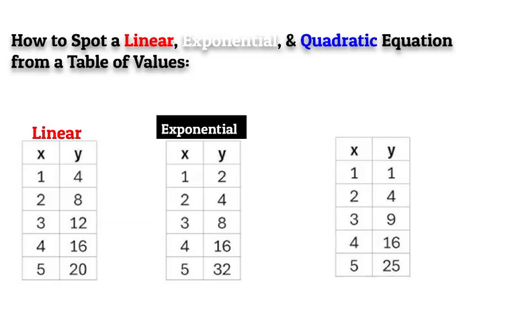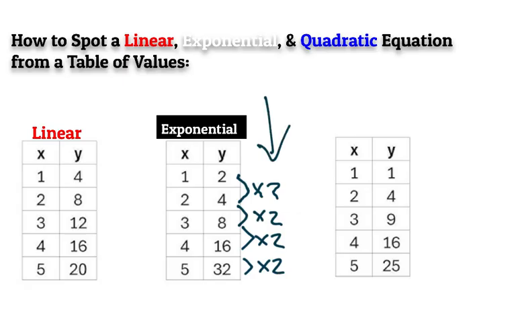When you're dealing with exponential functions or equations, each y term goes up by multiplication. In this case, you're multiplying by 2 each time to go from one y term to the next. And that is how you spot exponential, when the y values are all being multiplied by the same number. So that brings us to quadratic.